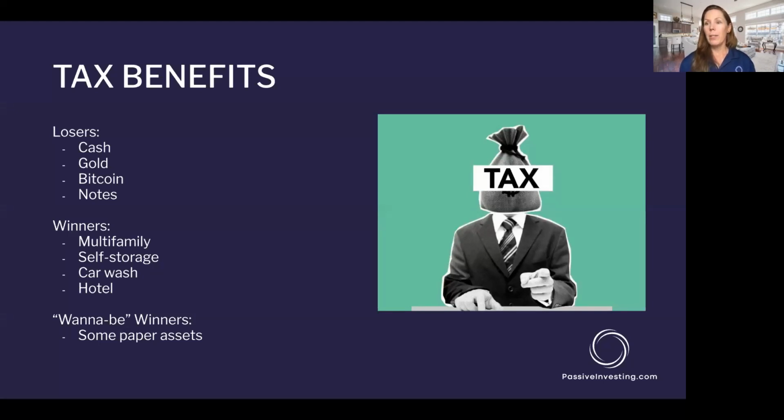There's also, with paper assets, the ability to sell your assets at a loss and harvest the loss. Now, this is a higher level strategy. Make sure to partner with your tax strategist on this. It does mean that you lost equity, but you can get a tax benefit if you lost your equity. So it's kind of a double-edged sword there.